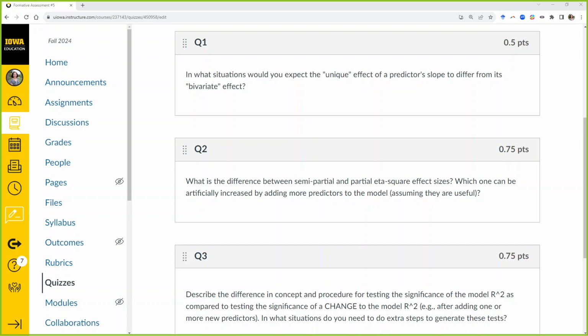Okay. Hi, everyone, on Zoom and in person. So I'll be going over questions 1 and 2. So to start, in what situations would you expect the unique effect of a predictor's slope to differ from its bivariate effect? Can anyone give me a guess or an answer if you're confident with it? Lots of good answers today.